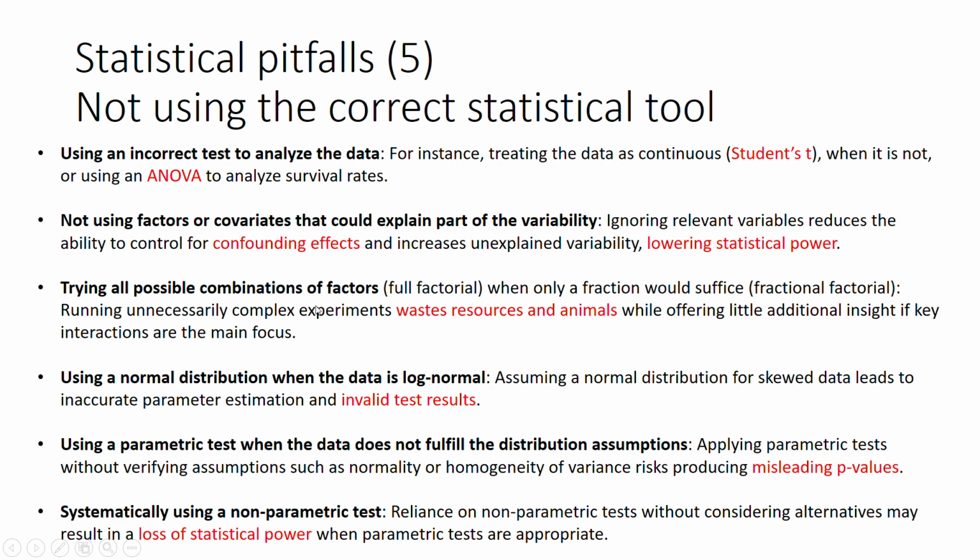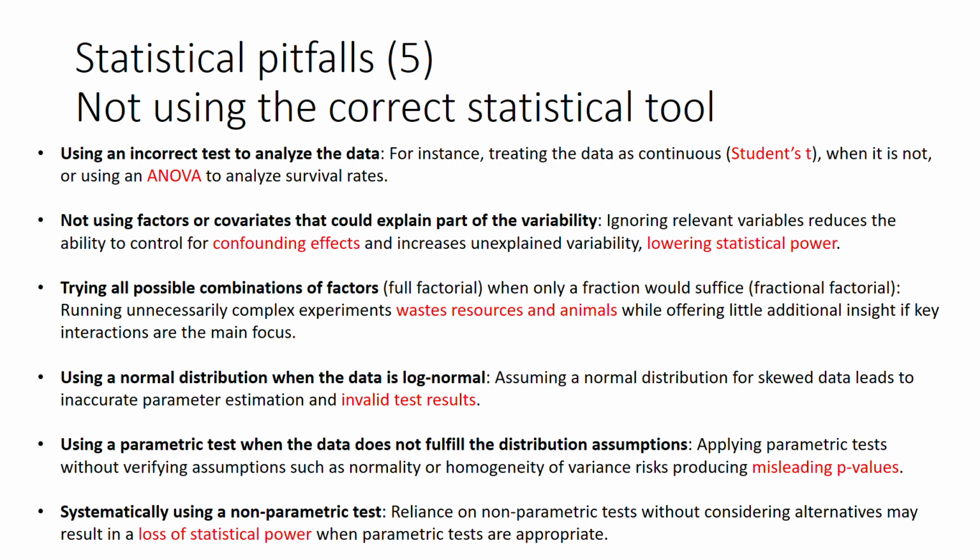Or you may try to do a full factorial when a fractional factorial design would be enough, and then that is a waste of resources and animals, and you are not gaining much from the point of view of statistical analysis. Or you may use a normal distribution when it is log normal. This is, for instance, very typical when you are analyzing virus titers or dilutions. The data is log normally distributed. When you do an ANOVA with the data without transforming, all the results that you get are invalid. And typically what happens is that they show to be non-significant when they can be significant.